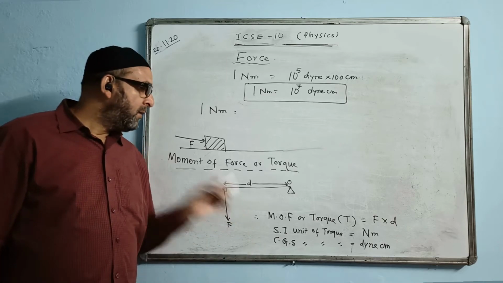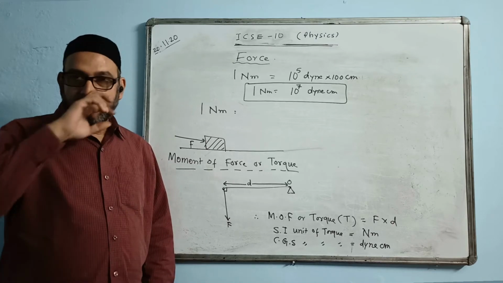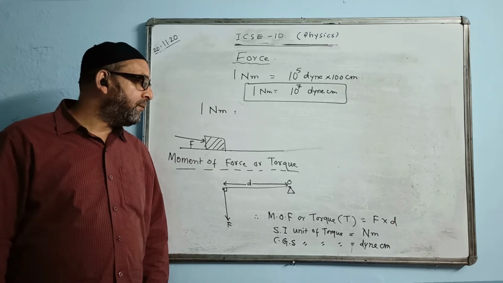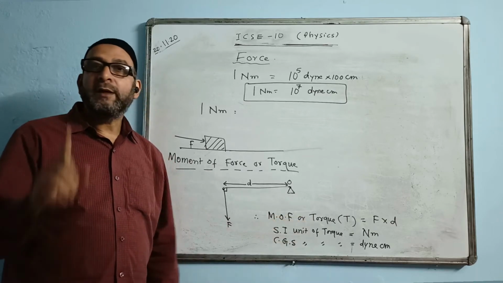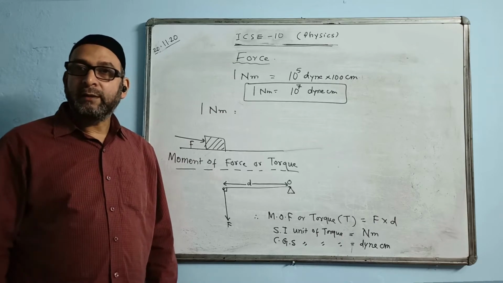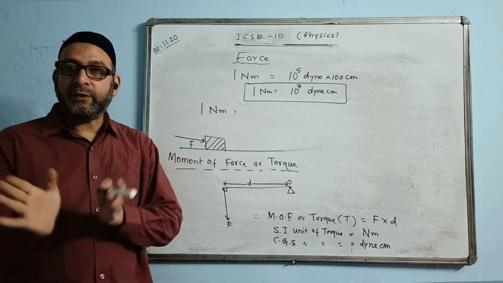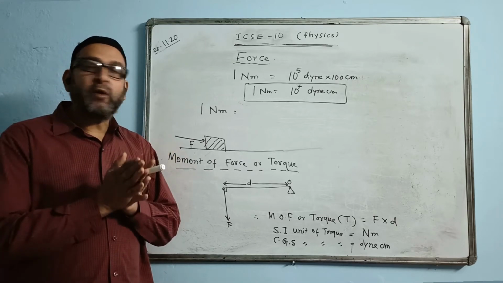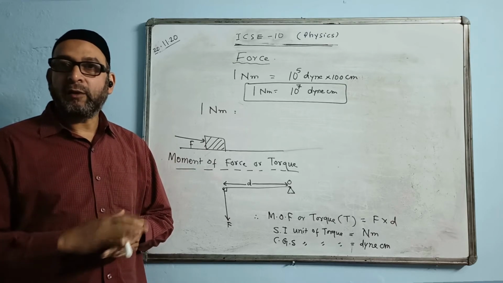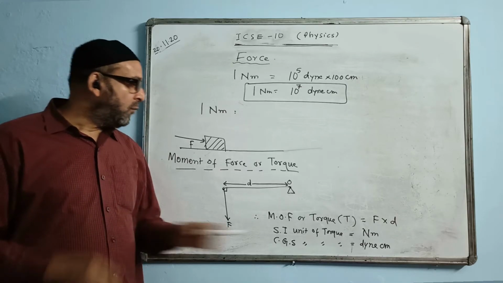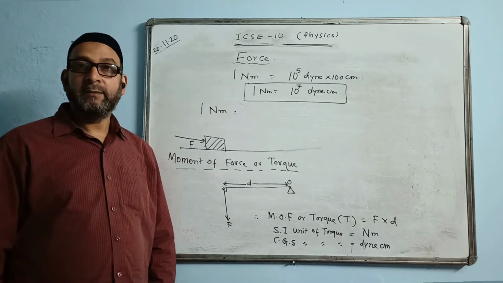Okay. So that is how we can give the definition of 1 Newton meter. Now, is the moment of force or torque a scalar quantity or vector quantity? What are scalars? We say scalars are those which have only magnitude but no direction. And vectors are those physical quantities which have both magnitude and a specific direction. So what type of quantity is torque or the moment of force? We say it is a vector quantity.